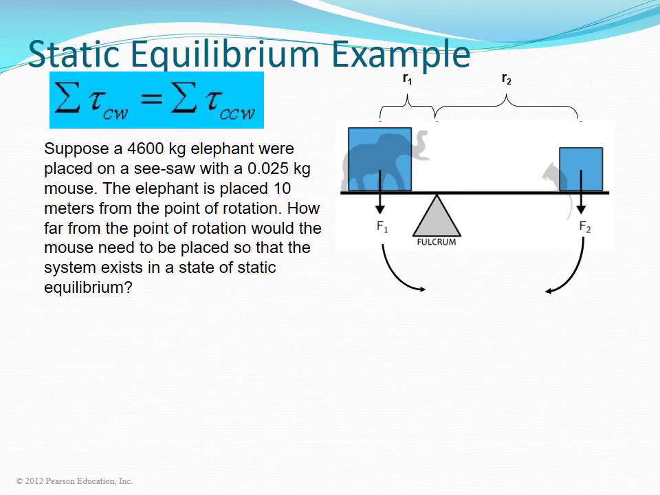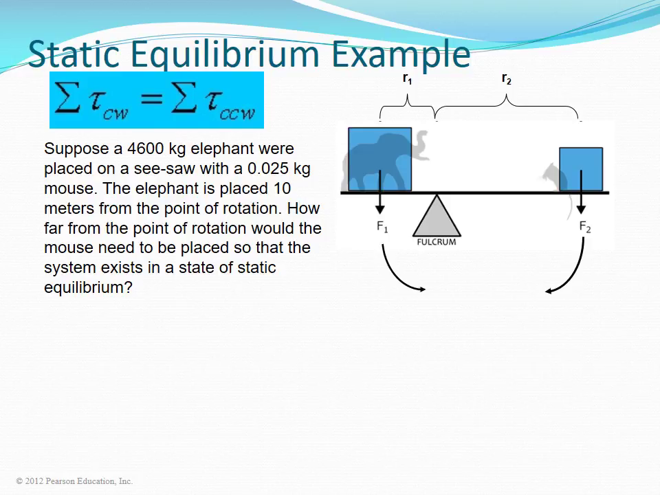Suppose a 4,600 kilogram elephant were placed on a seesaw with a 0.025 kilogram mouse. The elephant is placed 10 meters from the point of rotation, the fulcrum. How far from the point of rotation would the mouse need to be placed so that the system exists in a state of static equilibrium?